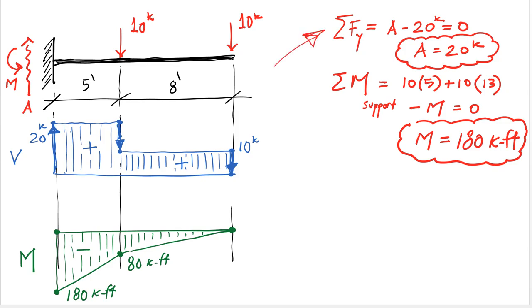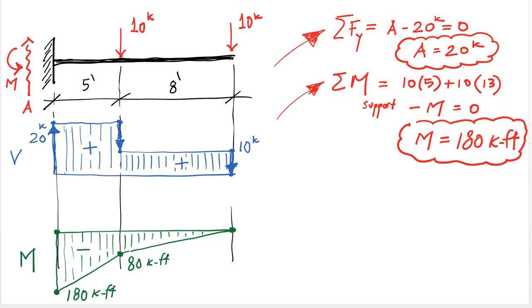First, we're going to do sum of forces in the vertical direction, and from there we find that the vertical reaction, A, equals 20 kips. That's fairly obvious. And then by doing sum of moments about the support, we find that the bending moment at the support has to be 180, because we have 10 times 5 and then 10 times 13. Added up gives you 180 kip-feet.